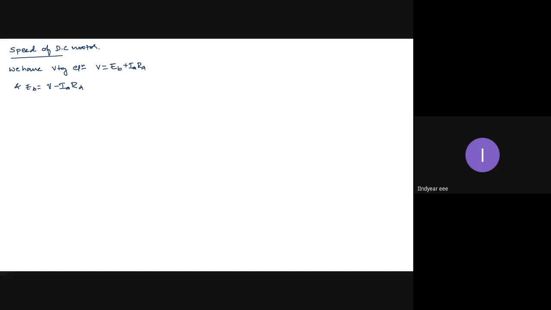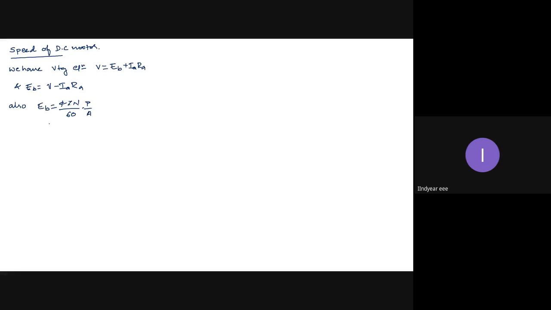EB is equal to V minus IRA. We have also, EB I can find in two ways. Either I can use EB equal to V minus IRA if I know input voltage, current and resistance. Also, EB has its basic equation from first principle. It is phi Z N by 60 into P by A. It is from first principle. Okay.